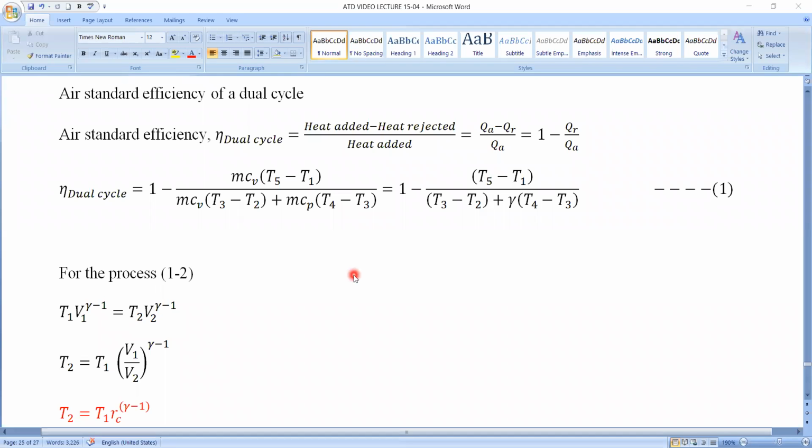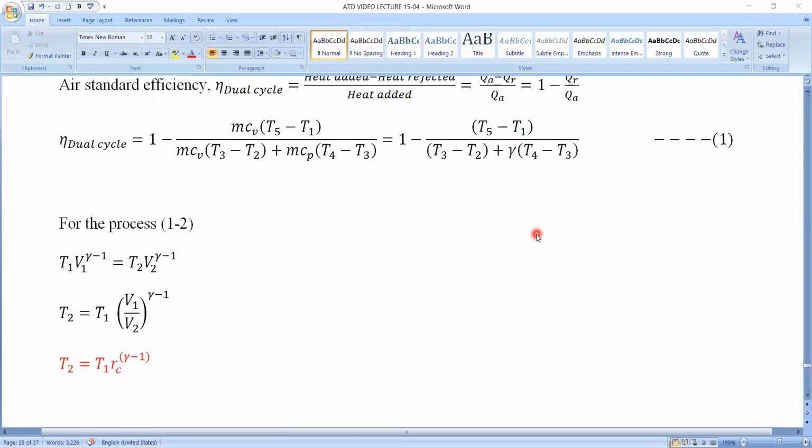Now as I said in the diesel cycle also, to simplify the equation, we have to write all the temperatures in terms of T1. So T2 in terms of T1, T3 in terms of T1, T4 in terms of T1, and T5 in terms of T1, so that finally I can cancel the T1 from the numerator and denominator, so that the final equation for efficiency should be free of any temperature term. Okay, so please follow the same procedure that we have seen in the diesel cycle.